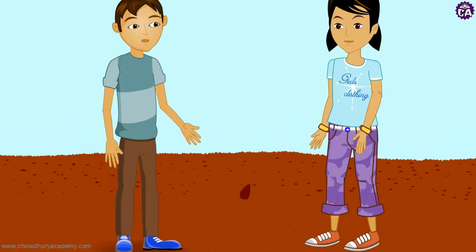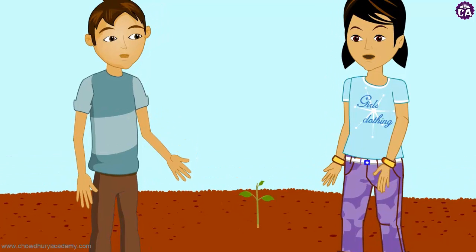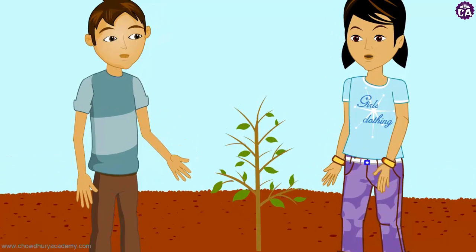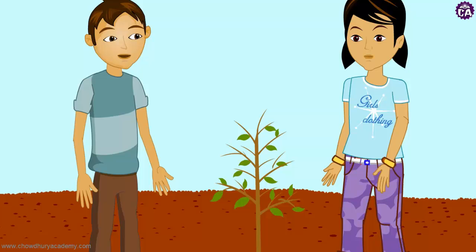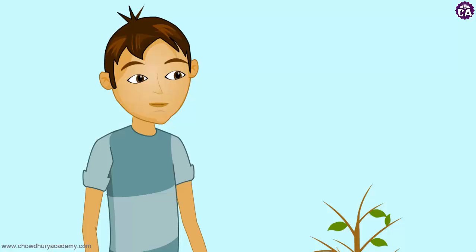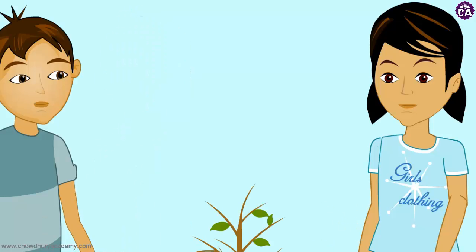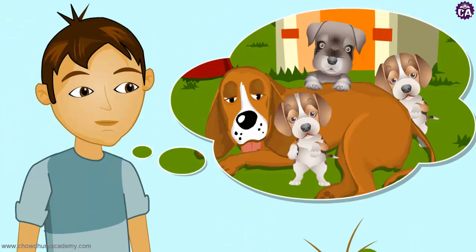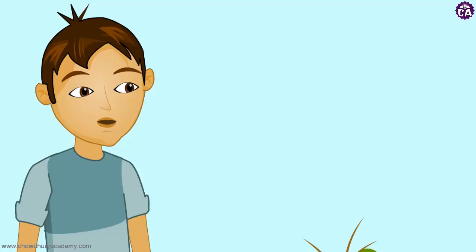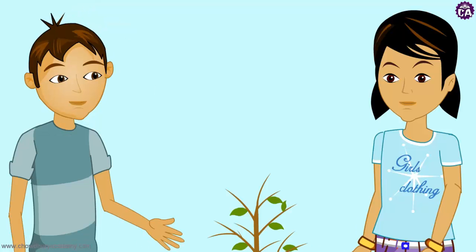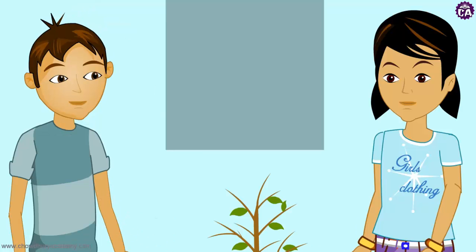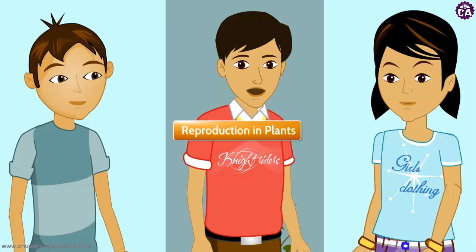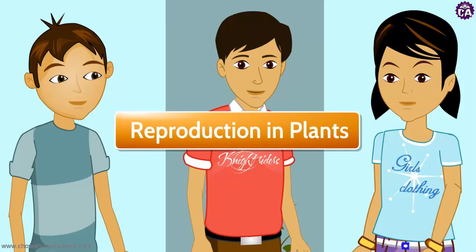It's simple, Aman. When seeds will germinate in the soil, a new plant will grow up. That's interesting. Do all plants grow due to seeds? No, Aman. There are various methods by which plants reproduce. You mean to say that, like the animals, plants also reproduce? Yes, Aman. This has created an interest in me to learn about the reproduction in plants. Come children, let us learn about reproduction in plants.